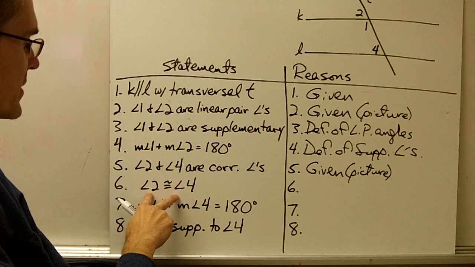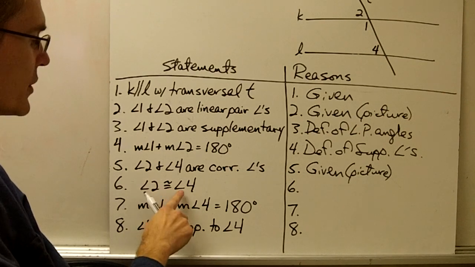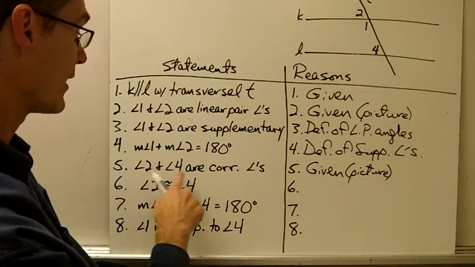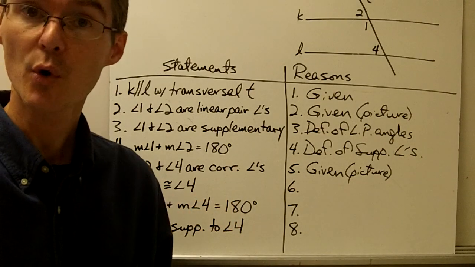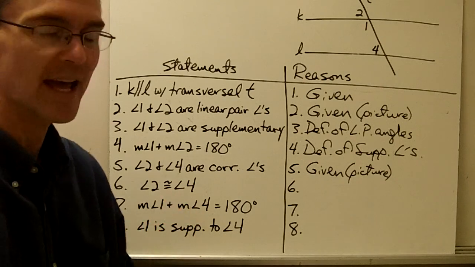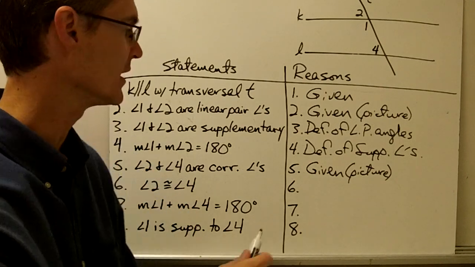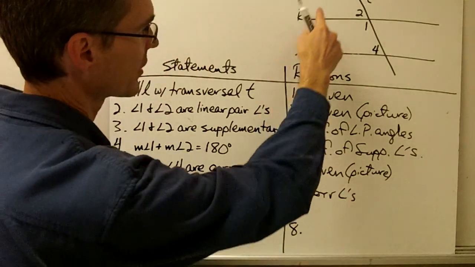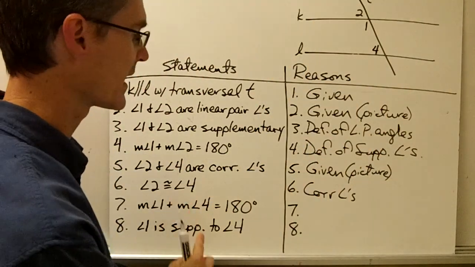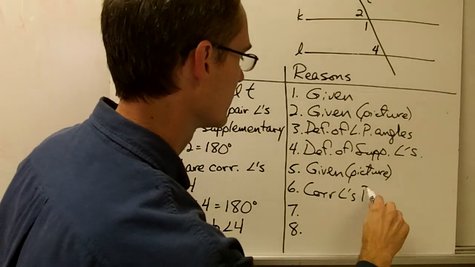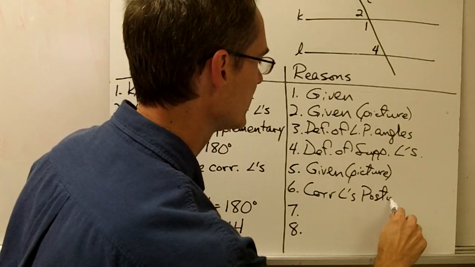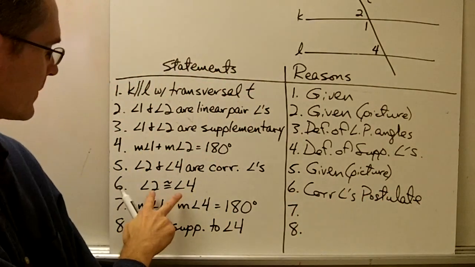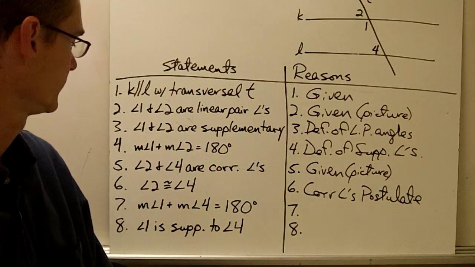My next step, step 6, says angle 2 is congruent to angle 4. Well, how do I know angle 2 and angle 4 are congruent? I know they're congruent because they're corresponding angles, and I have a corresponding angles postulate that says if two parallel lines are cut by a transversal, then corresponding angles are congruent. So I can use that postulate as a reason in my proof. That's how I know these two angles are congruent.